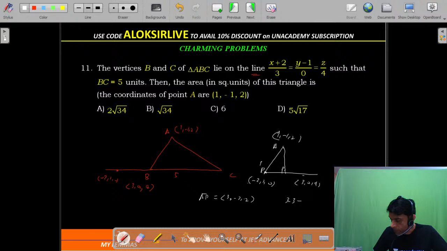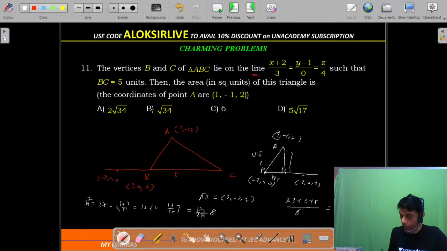But you want this one, right? So that height h will be, h square is only 17, because mod AB is root 7 and mod AP is root 17, minus (17 by 5) whole square. So 17 into (1 minus 17 upon 25). So you got 17 by 25 times 8.